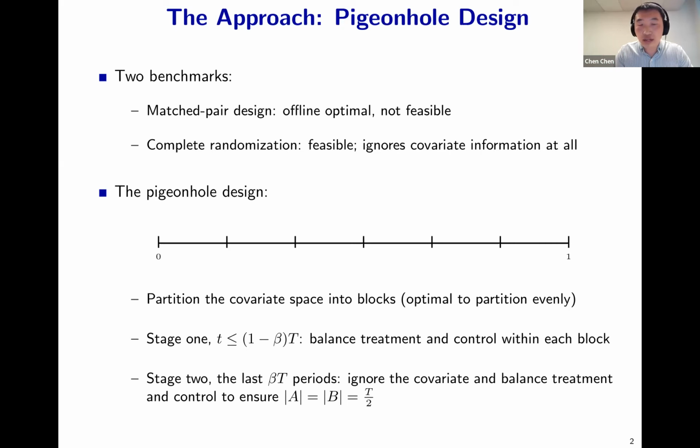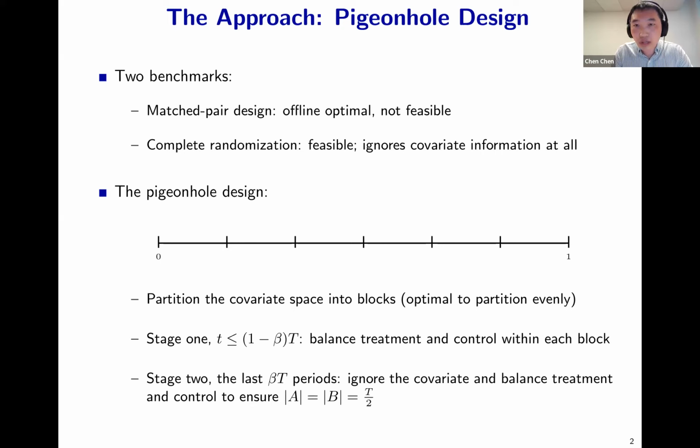And finally, for the remaining beta times t period, we just ignore the partition and the covariance information, and we make sure that at the end of the experiment, the size of the treatment and control groups is equal to half of the total number of units.